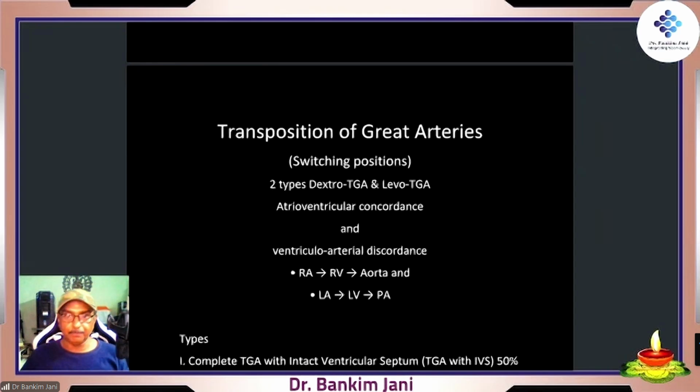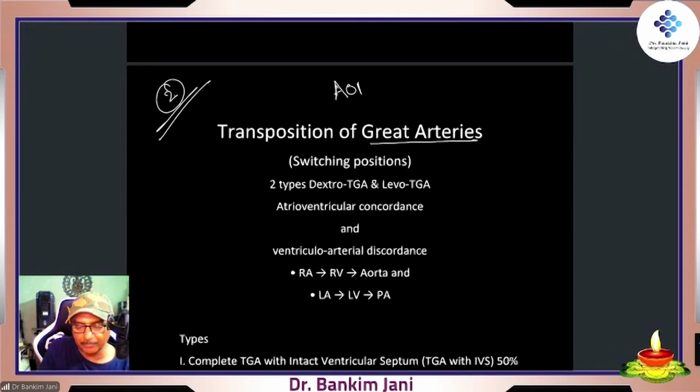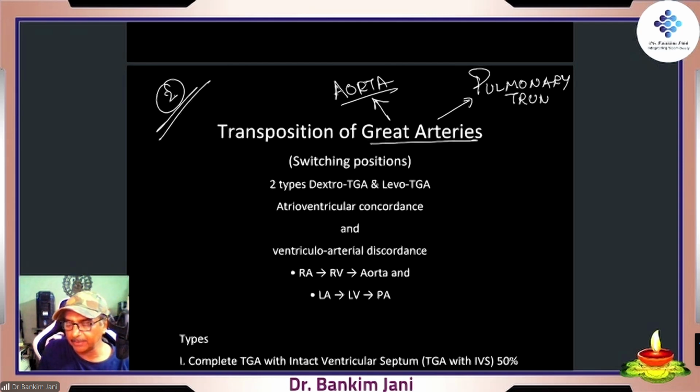We now move on to the second condition. Tetralogy of Fallot was first. This second condition is the transposition of great arteries. Two types. We have two major arteries: one is our big boss, the aorta, and the second is the pulmonary trunk. The entire game is of these two only. They switch position.